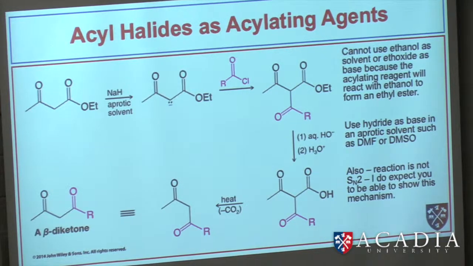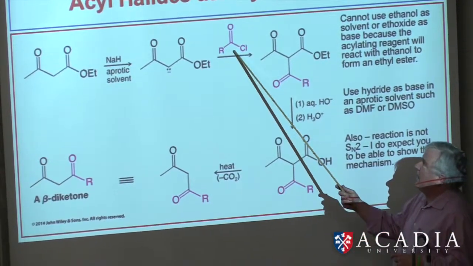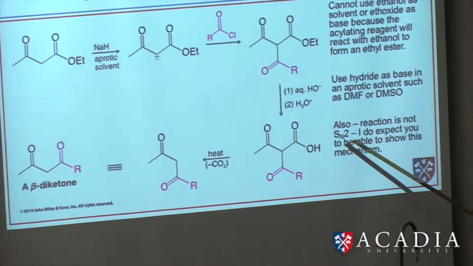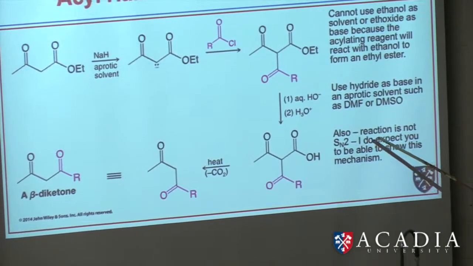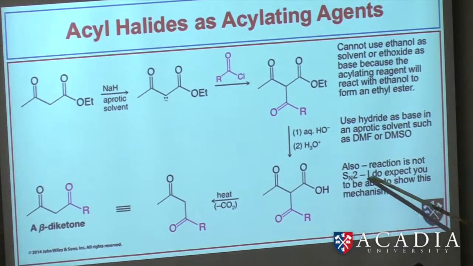We can also, instead of alkyl bromides as an electrophile, we can use acyl halides. In this case, the reaction is no longer an SN2 reaction. You guys should know the mechanism in this reaction. It was covered in chapter 17.